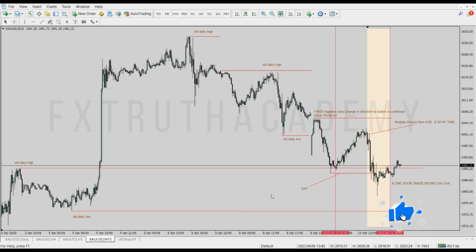So this is a continuation of the trader development series. Our focus, as you all know, is on the ICT New York Killzone, and the pair we are focused on is the XAU USD, the gold.